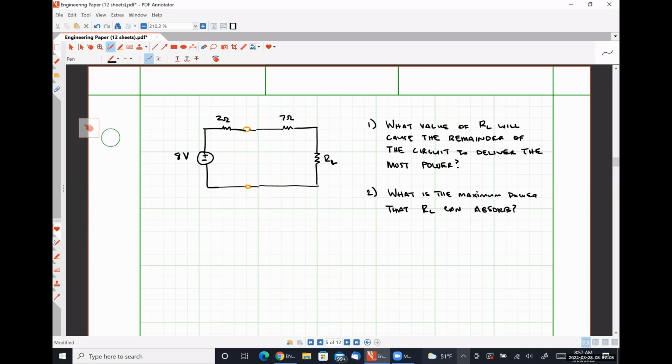What can I do now? Devaria. All right, so 2 in series with 7 is 9, right? And now I have a practical voltage source connected to my load resistance, RL. So how do I answer question 1? RL must be equal to what in order for maximum power transfer to occur? 9 ohms.